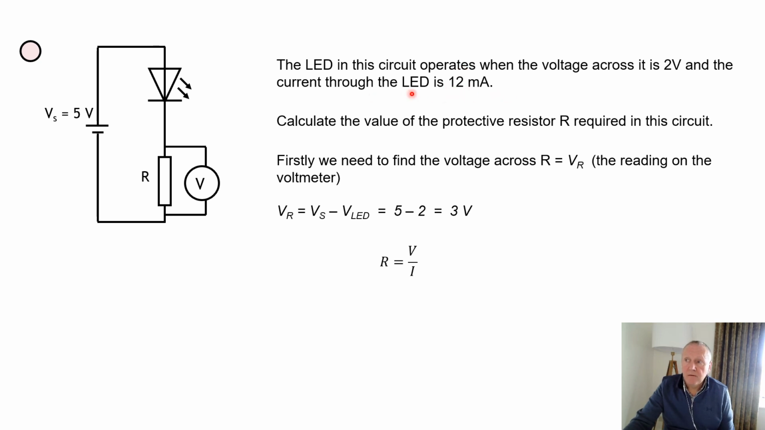The LED current is 12 milliamps, so that's the current going through the LED, but that also means that's the current through the resistor. So therefore, the voltage is 3 volts, the current is 12 milliamps. Now remember, I have to convert that into scientific notation, so that's 12 times 10 to minus 3. Another common mistake, people will just put in 12 there, and that gives us an answer of 250 ohms. So the value of the protective resistor in this circuit is 250 ohms.